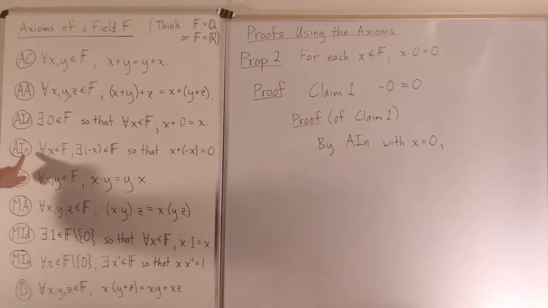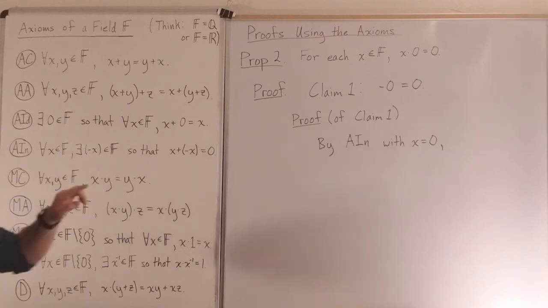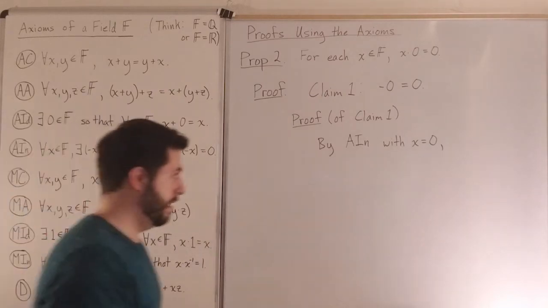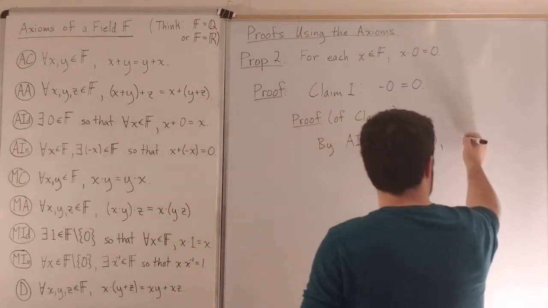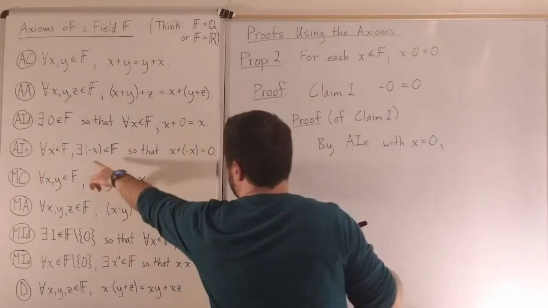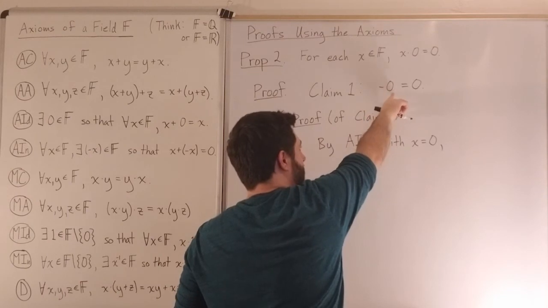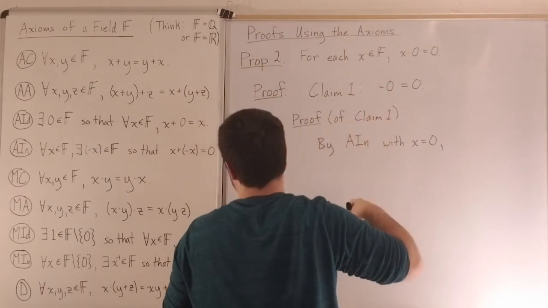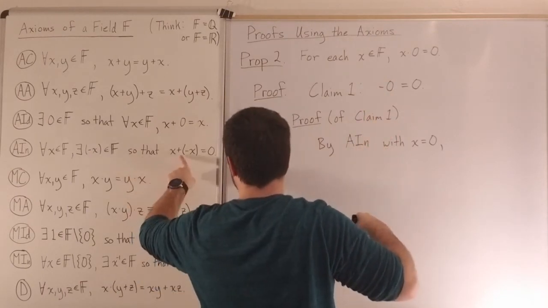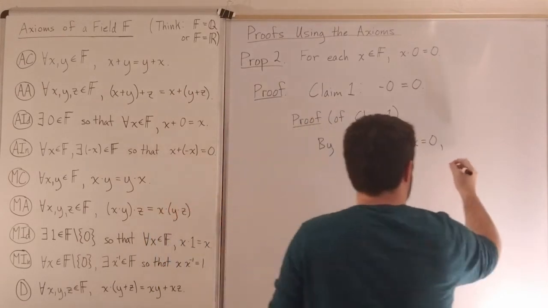So AIN is the name of the axiom. This should work for all x. So I'm specifying that we're using x is equal to 0. And this thing says there exists. The existence of it is already sort of implied by the fact that we're talking about it. And so I'm just going to jump to this equation right here.